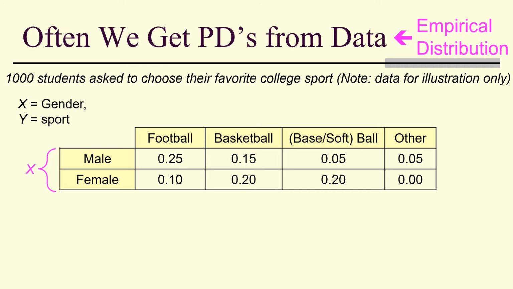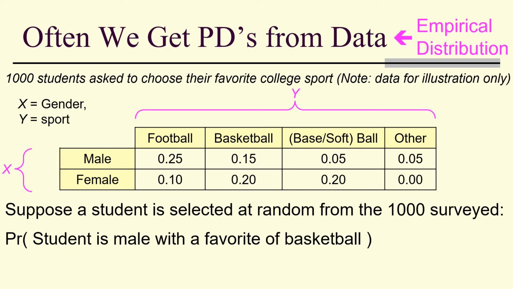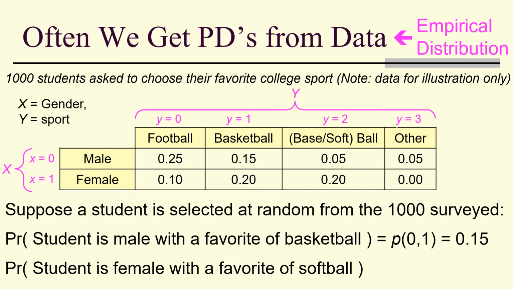And we use numerical indices, as you can see here, instead of the names of the actual sports and genders. So suppose a student is selected at random from the 1,000 surveyed. What's the probability that a student is male with a favorite of basketball? Well, we look at our numerical tags and see that we're looking for the probability of 0, 1, and that's 0.15, male and basketball. Probability the student is female with a favorite of softball, that's in the baseball softball category. That's a P of 1, 2, and that's 0.20.